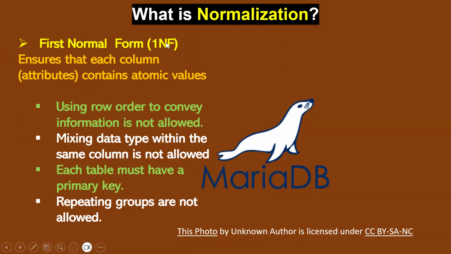So what is first normal form? In first normal form, you want to make sure that each column or attribute contains atomic values. What does that mean? There are four rules to do that. Using row order to convey information is not allowed. So you cannot use the row order to convey information.